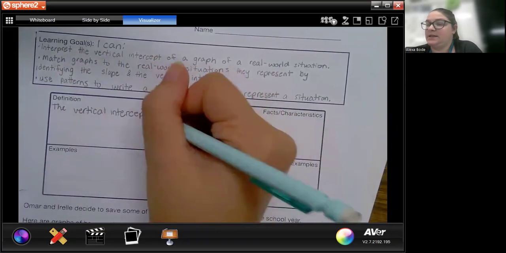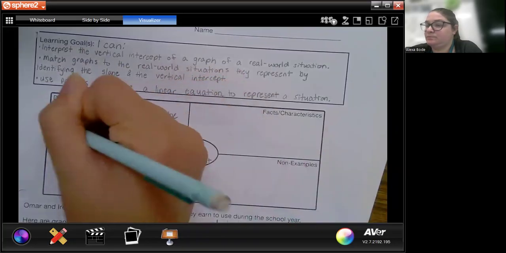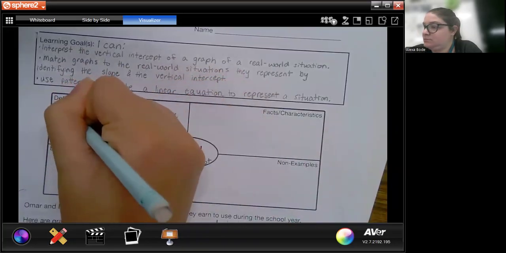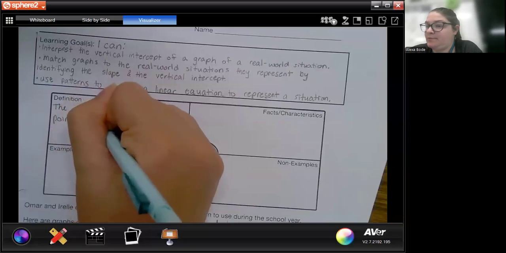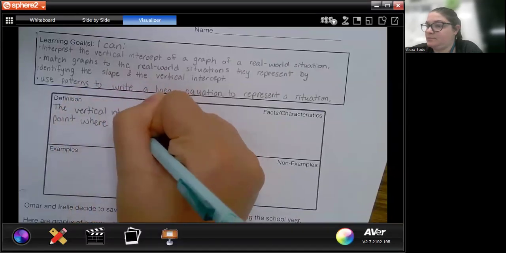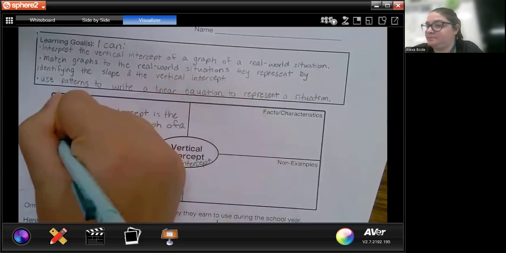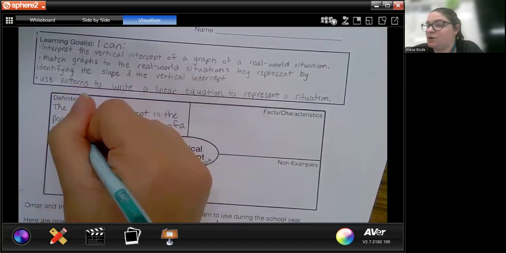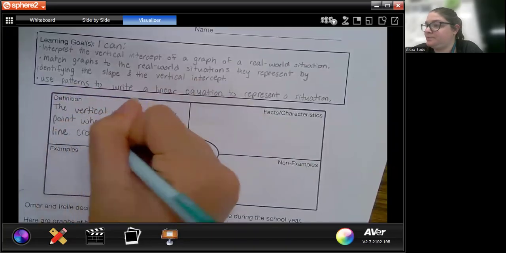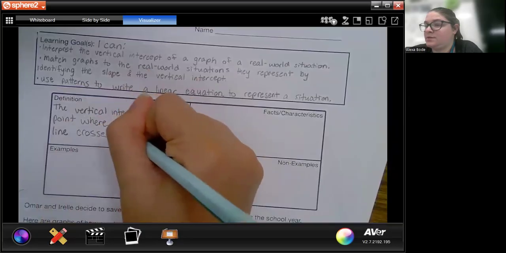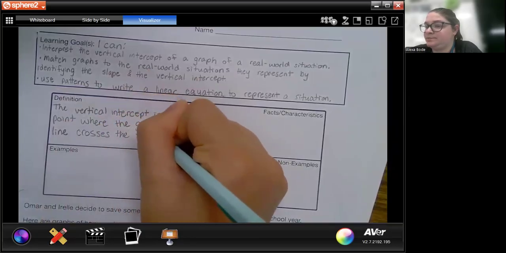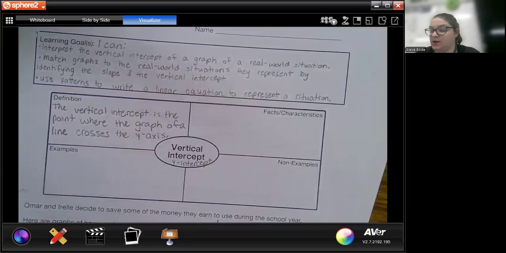The vertical intercept is the point where the graph of a line crosses the y-axis. So it is where the line crosses the y-axis. Your y-intercept or your vertical intercept is the point where the graph crosses the y-axis.